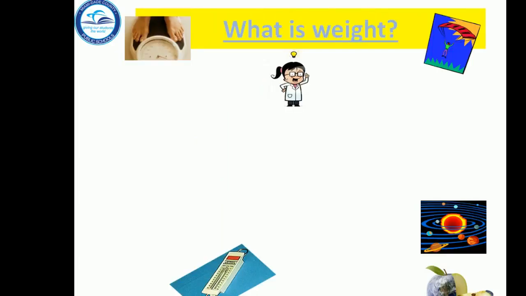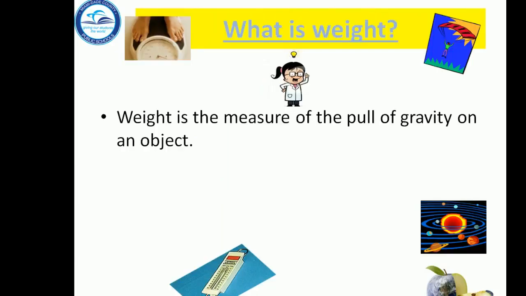So what exactly is weight? Well, it's the amount of pull that gravity has on an object. So of course, if you were on the moon, you would weigh 1/10 what you weigh here on Earth. If you weighed 100 pounds here on Earth, you would only weigh 10 pounds on the moon, which is why they have to weight down their boots.